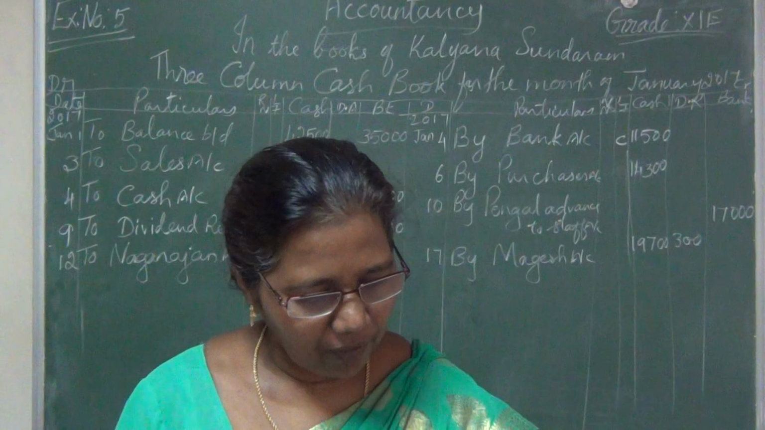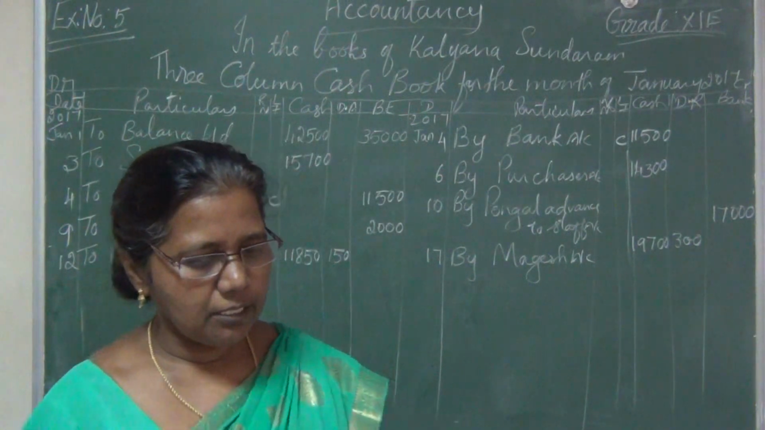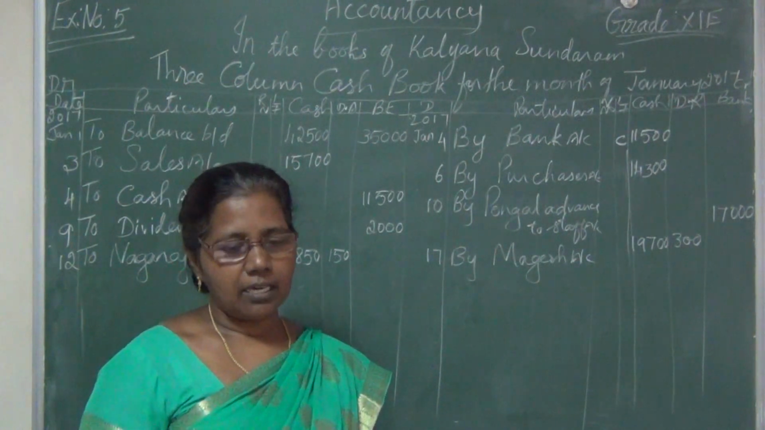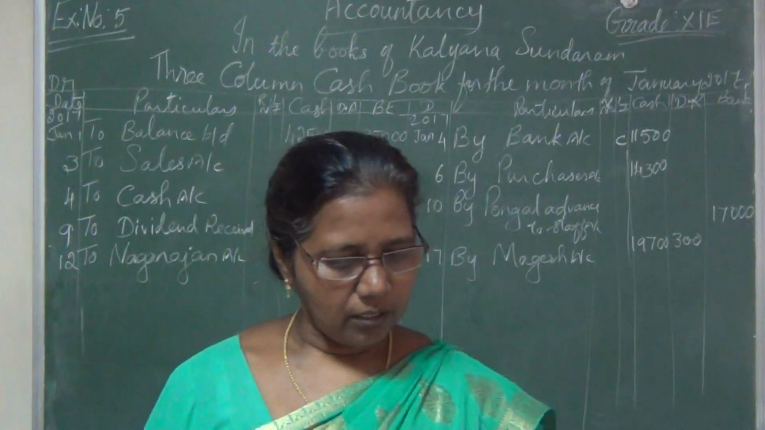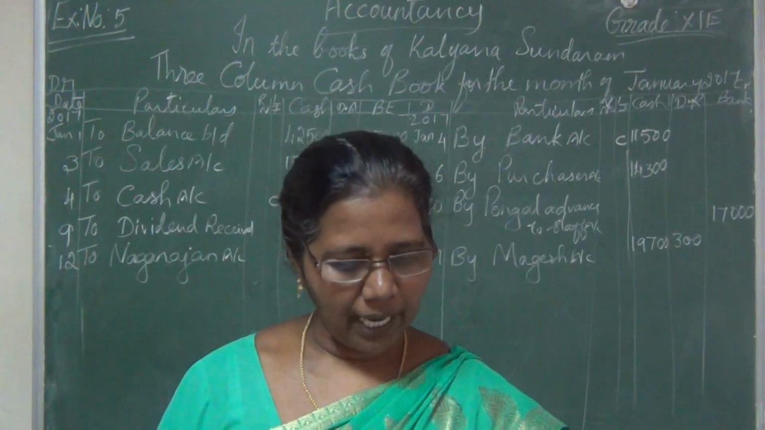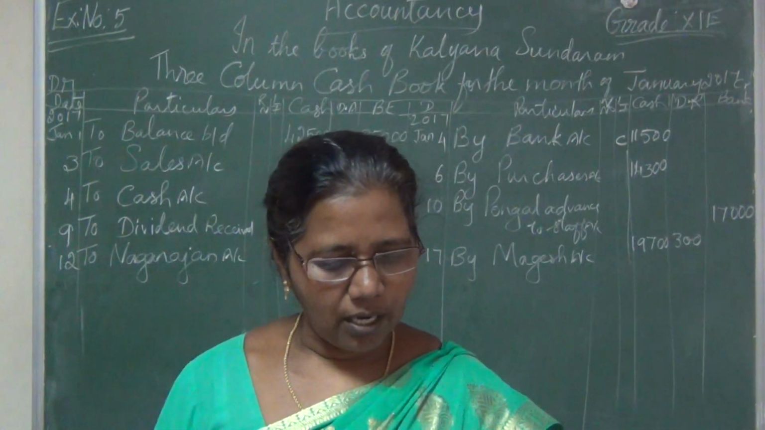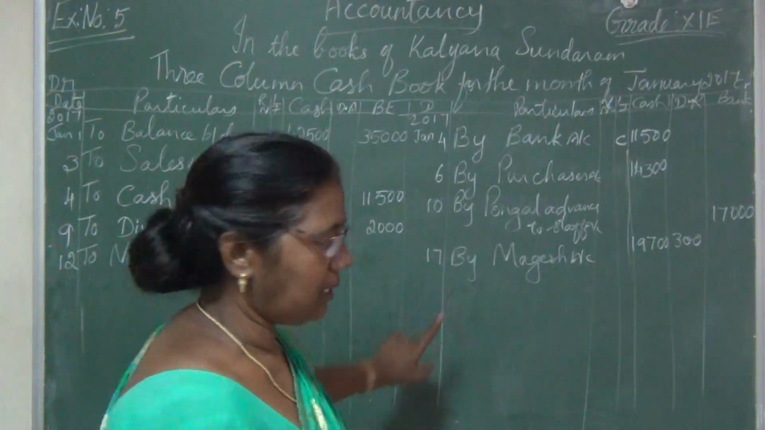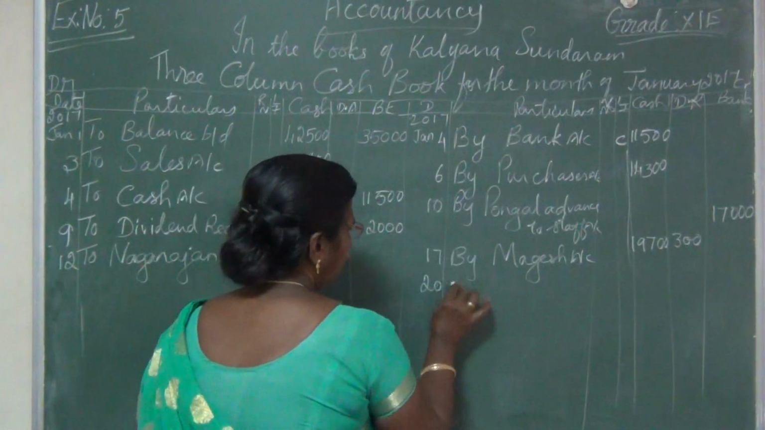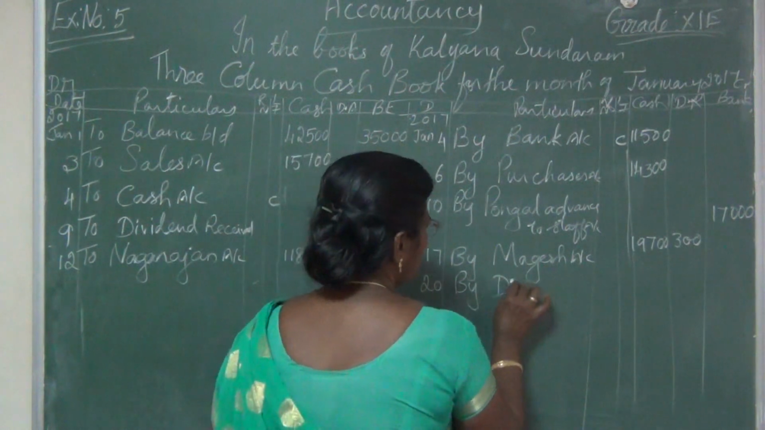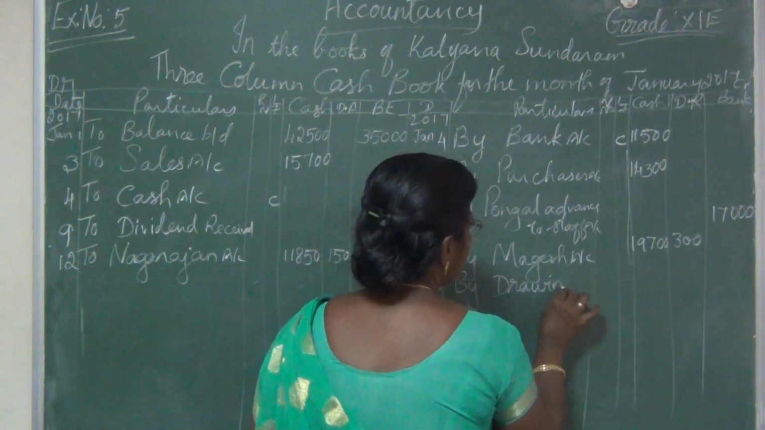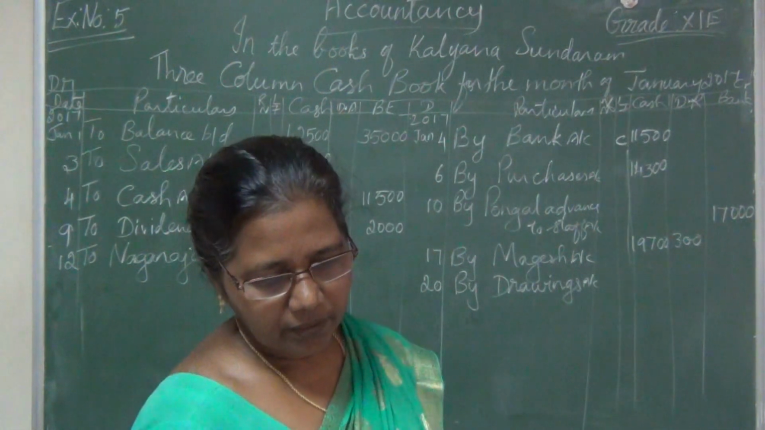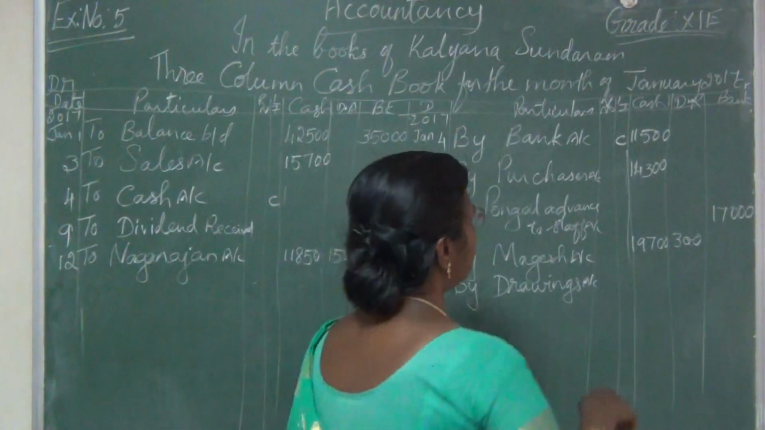Then cash withdrawn for personal use, personal expenses. So for personal expenses, what will we write? Drawings account debit, isn't it? Drawings account debit to cash, cash withdrawn, not from the bank, simply cash withdrawn. So drawings account debit to cash. So credit side by drawings, isn't it? 20 by drawings. In the cash column, we should write 20,000.